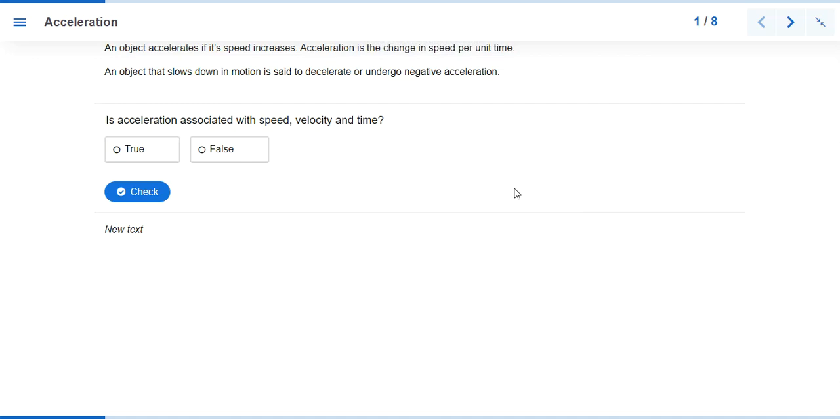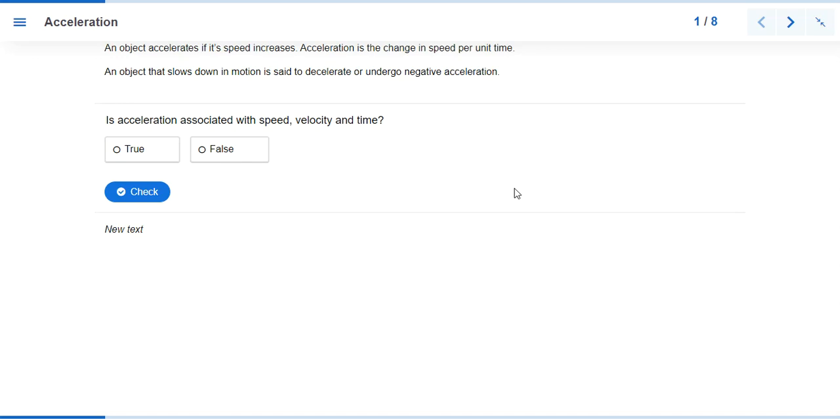Welcome to class. I'll be taking you through the subtopic acceleration. That is how to understand acceleration. An object accelerates if its speed increases. Acceleration is the change in speed per unit time. An object that slows down in motion is said to decelerate or undergo negative acceleration.